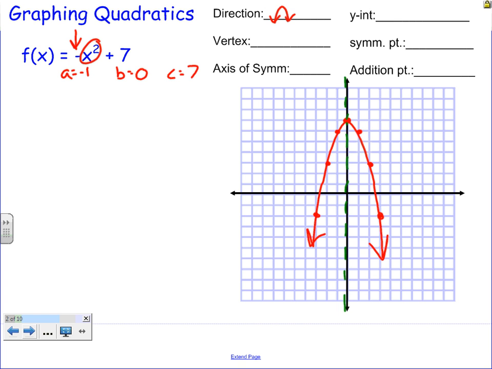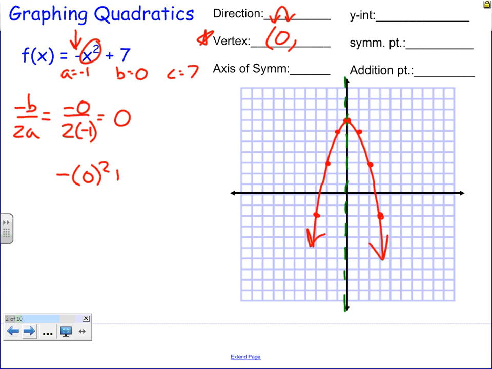If I do define the vertex here, this is what I'm finding right here, that is again going to be negative b over 2a. Well, let's just plug our values in. We have negative 0 over 2 times negative 1. Well, that obviously is 0. So 0 is the front half of that point. Plug 0 into the equation, so I'm going to have negative 0 squared plus 7. Well, that's going to equal 0 plus 7, which is just simply 7. So our vertex, our starting point is 0, 7. We found that by the translation here.